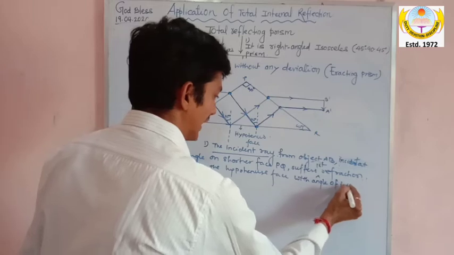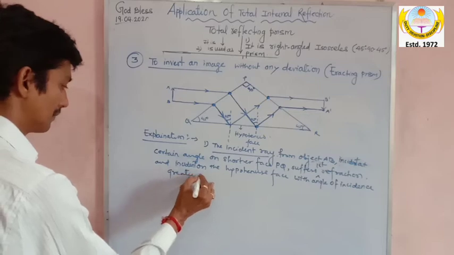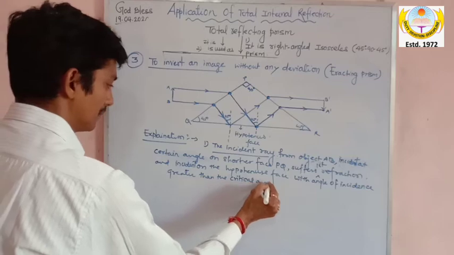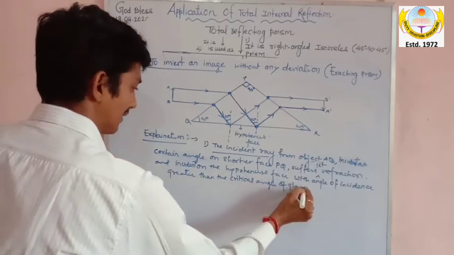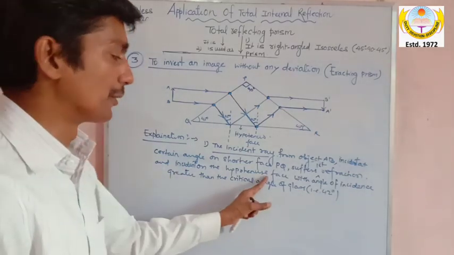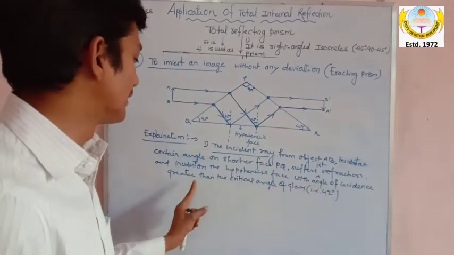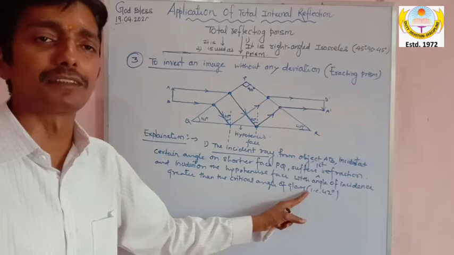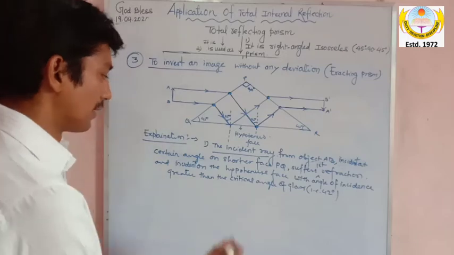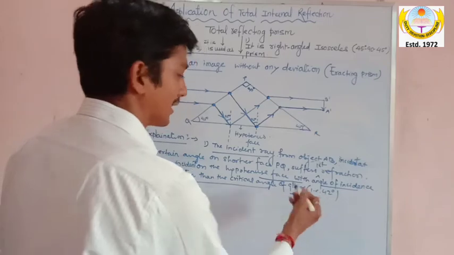angle of incidence greater than the critical angle of glass, that is 42 degree. So it is incident on the hypotenuse face. When it is incident on the hypotenuse face, what angle does it make? So with angle of incidence greater than the critical angle of glass, that is 42 degree, it is incident here, right? That is, it is incident at 45 degree. So it is incident on the hypotenuse face with angle of incidence greater than the critical angle of glass, that is 42 degree.